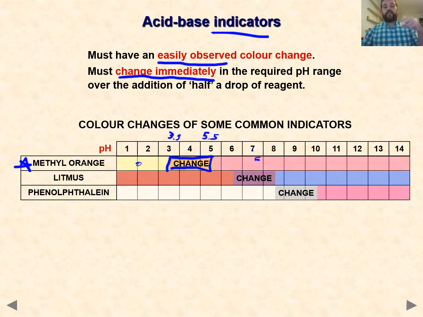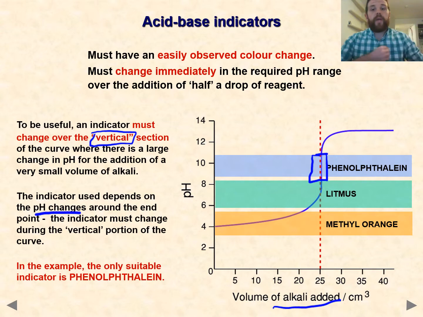This change needs to occur at a spot that is of interest to us. So we need to have this change lining up in the spot where we think the equivalence point is going to happen, or the end point. So we have to have this easily observed color change, and it must change immediately. So for an indicator to be good, it needs to be in the vertical section of a titration. So basically what we're looking for is where the change is occurring as quickly as possible.